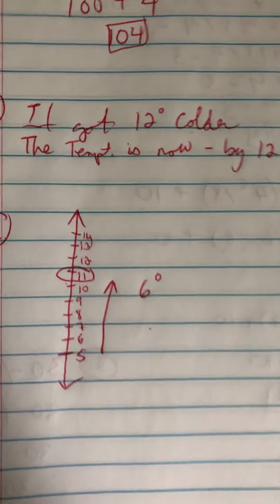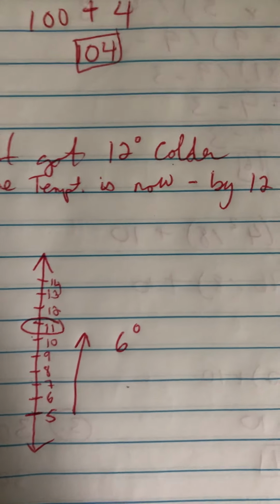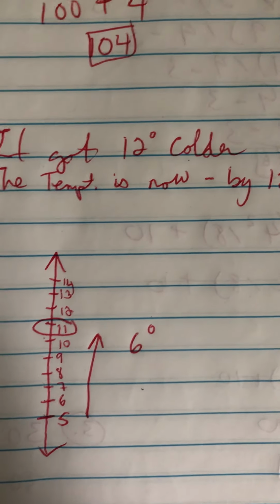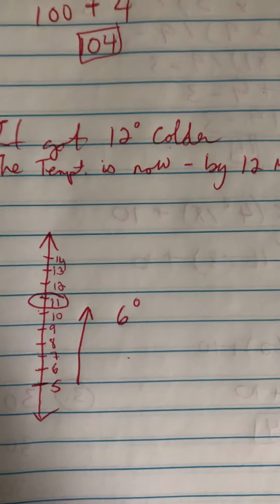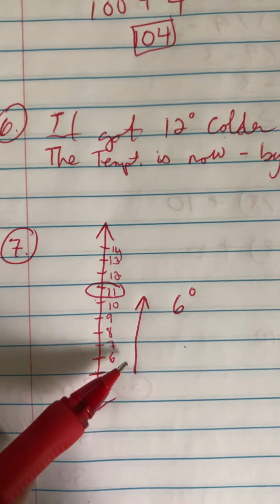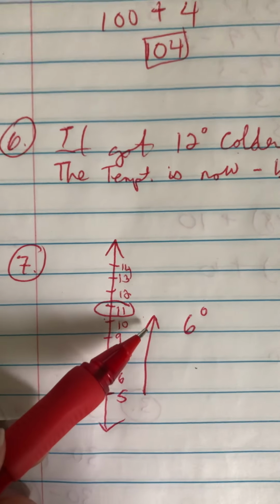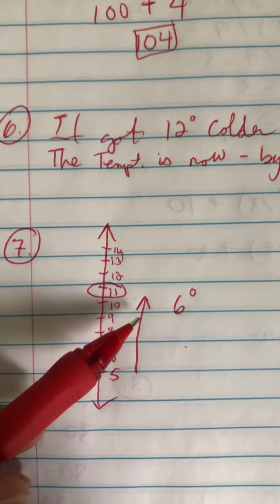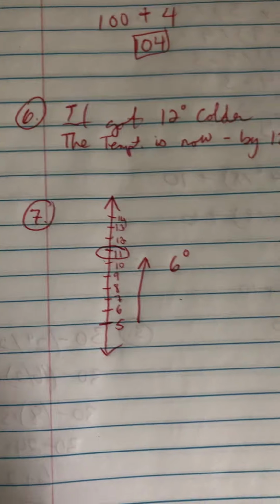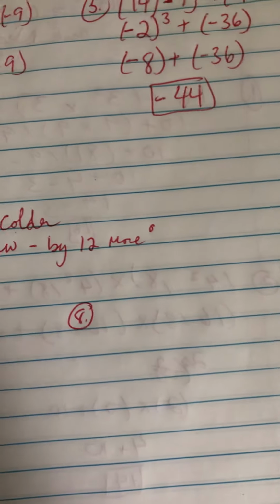All right, number 8. Think about the question. The temperature was 8 degrees Celsius at midnight. By dawn, it has dropped 12 degrees. Okay, so again, think about what we did right here. It rose, so we went up. So what are we going to do if it drops like we did on the other one? That's right. It's going to go down.